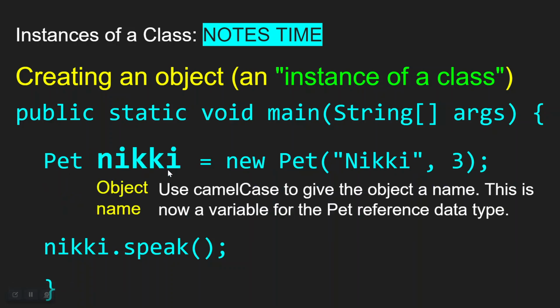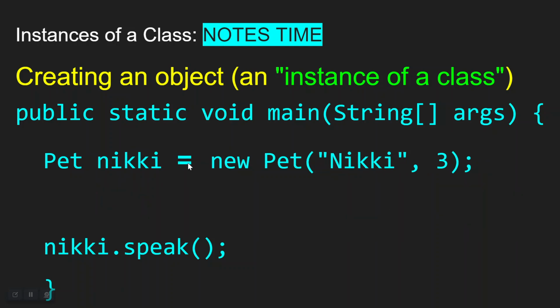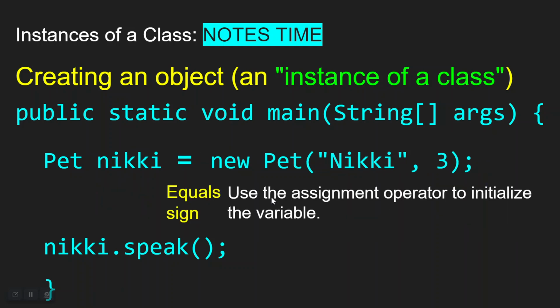Next, nikki. This is your object name. Here's where you use camel case instead of Pascal case like we were using before. You use camel case to give the object a unique name. This name that you give it is now a variable for the Pet reference data type. When you create a class, it is now a reference data type, and nikki is now an object of the Pet class. The next thing we need is the equal sign. The equal sign is what we call the assignment operator. You might remember that from when we talked about variables. You have to use the assignment operator to initialize the variable.